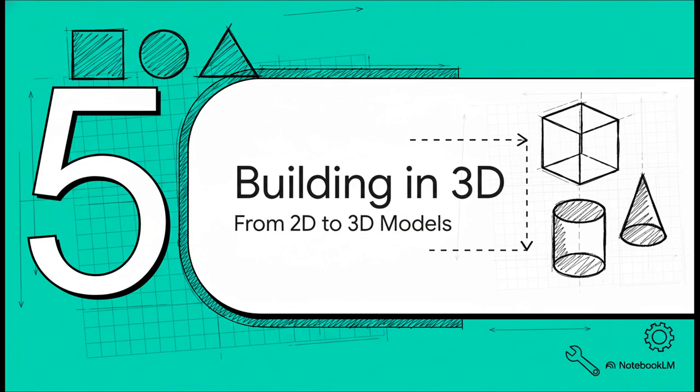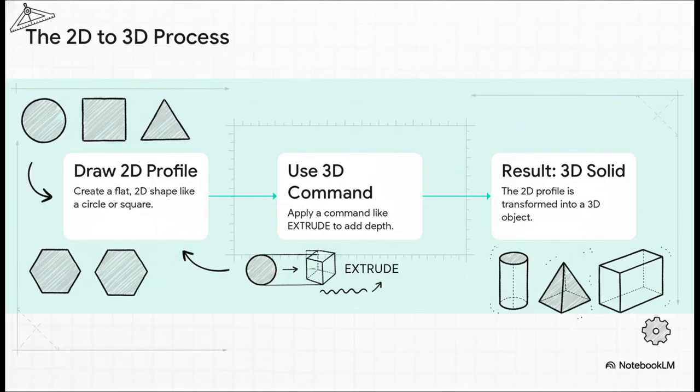Now, 2D is the foundation, but the part that's really amazing is how AutoCAD uses those same exact principles to build full-blown three-dimensional models that you can spin around and look at from any angle. And the process for doing it is so simple and logical, it's beautiful. Step 1, you draw a flat 2D shape. We call it a profile. Could be a circle, a square, anything. Step 2, you apply a 3D command to it, like telling it to extrude or pull that shape upwards. And step 3, boom, you've got a 3D solid object.